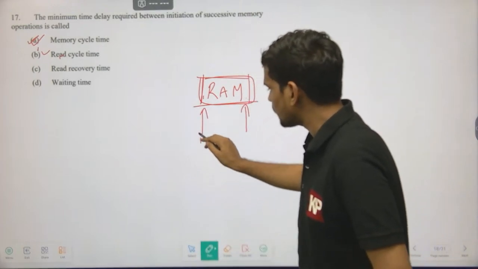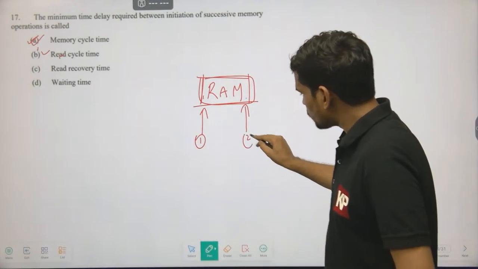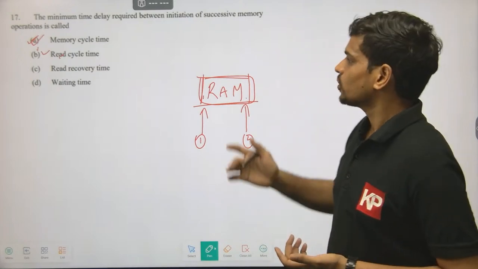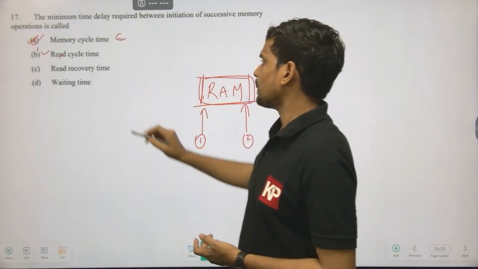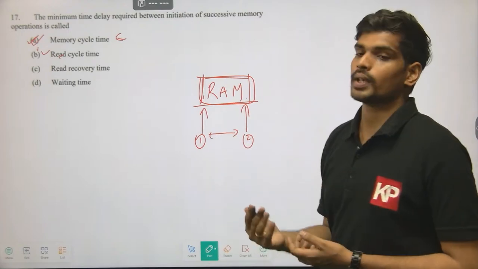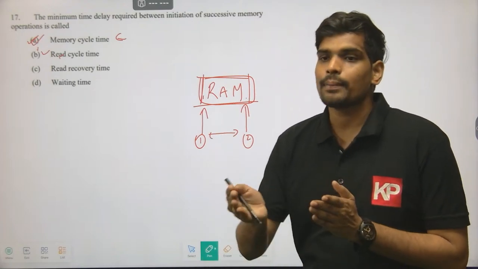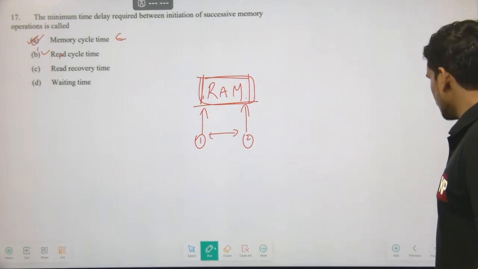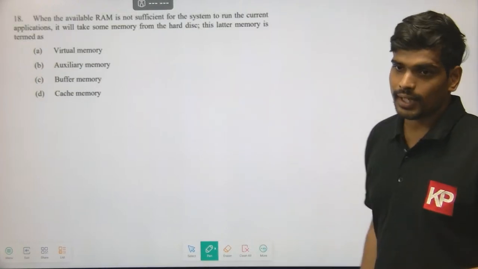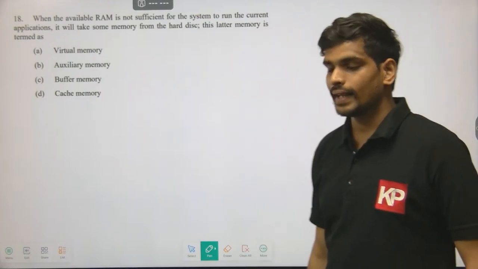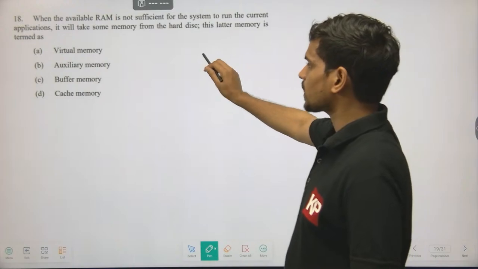You ask it to do something, that's the first operation. You again ask it to do a second thing. There will be some time gap between them based on the capacity of the RAM. That's basically called memory cycle time, the time gap between two successive operations. You give a command and when is it ready to take the second command? That gap is called memory cycle time. So that's the option for this. It's related to computer applications, as I told you, it has nothing to do with architecture. This question also is from the same subject.